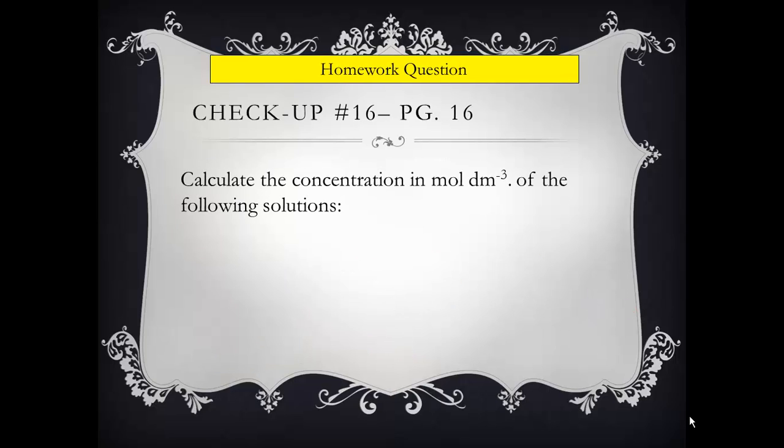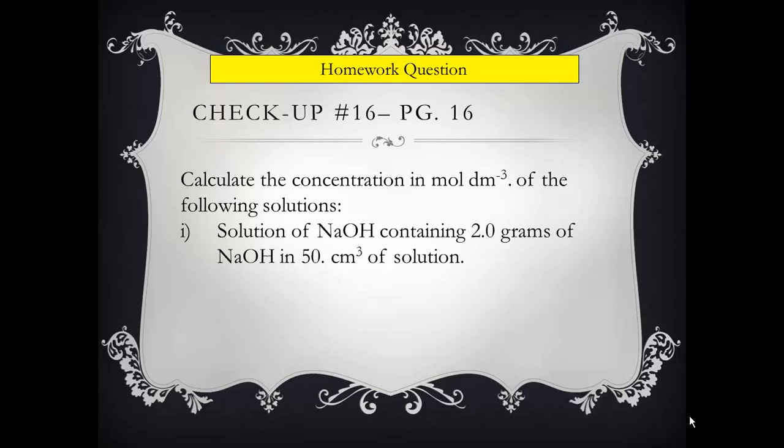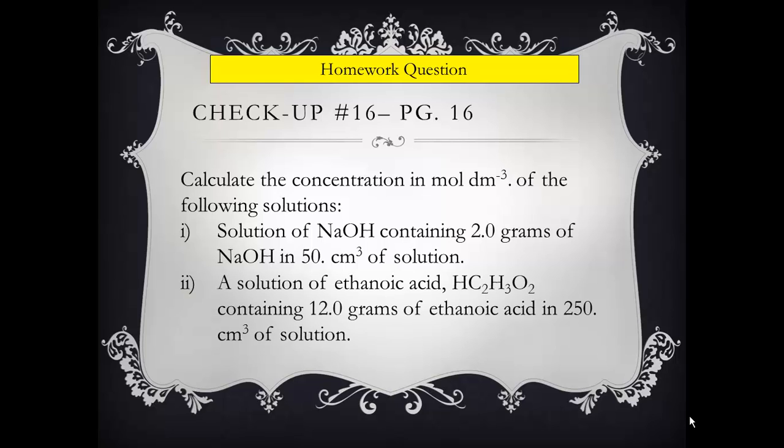Alright, here's your homework question. Calculate the concentration in moles per decimeter cubed of the following solutions. 1, a solution of NaOH containing 2 grams of NaOH in 50 centimeter cubed of solution, or 50 milliliters. And 2, a solution of ethanoic acid, HC2H3O2, or acetic acid, or vinegar, containing 12.0 grams of ethanoic acid in 250 centimeter cubed of solution.